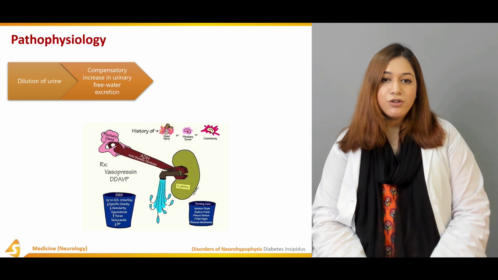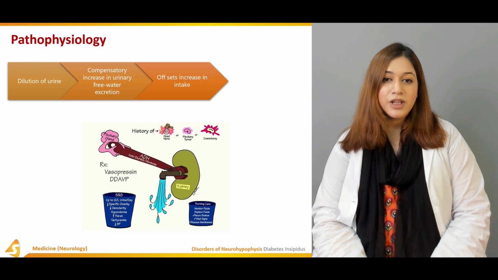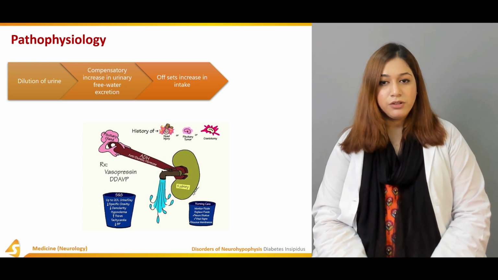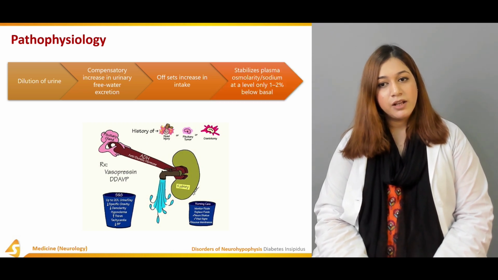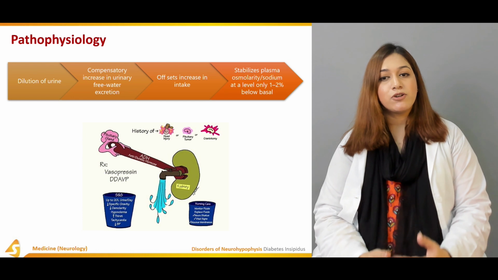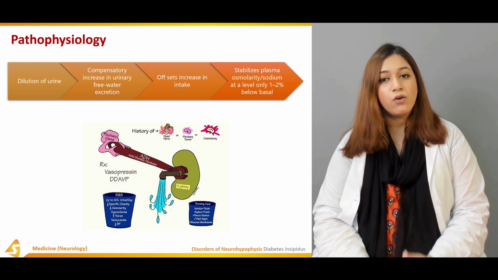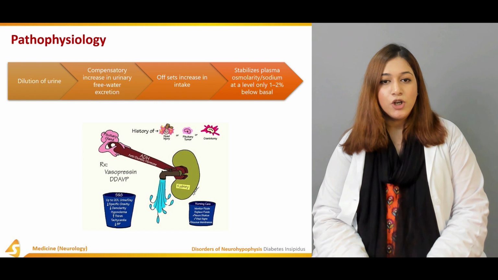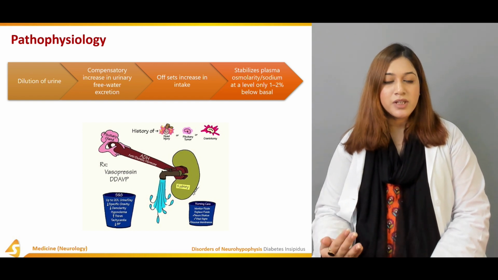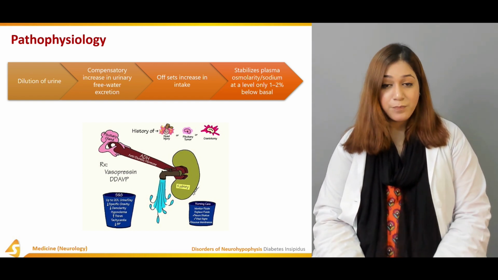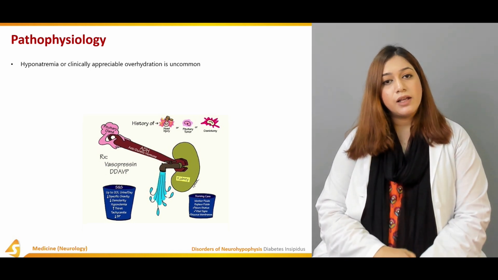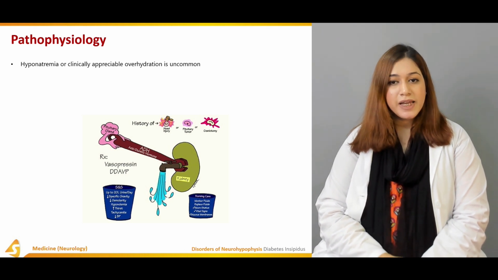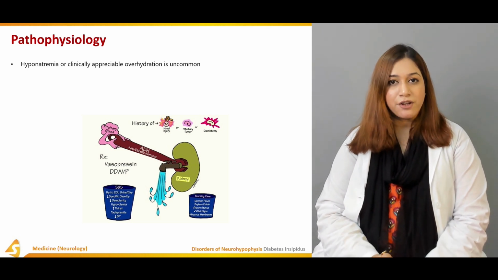Now, the dilution of urine results in a compensatory increase in urinary free water excretion, which offsets the increase in intake, and it stabilizes the plasma osmolarity and sodium at a level only 1 to 2% below basal. So the body is trying to compensate for all the effects. Hyponatremia or clinically appreciable overhydration is uncommon in this scenario as well.